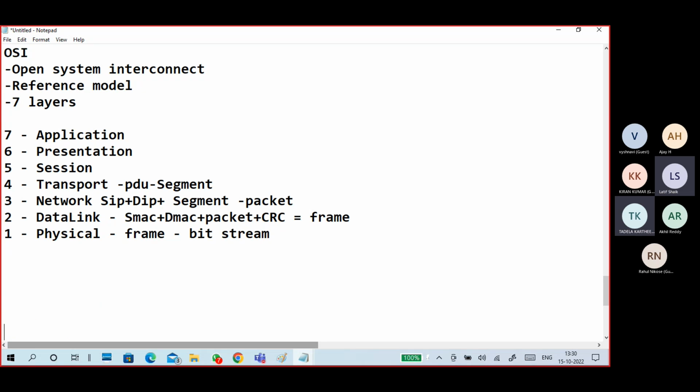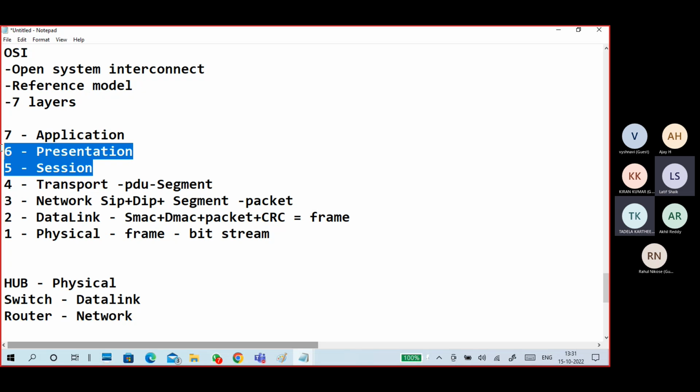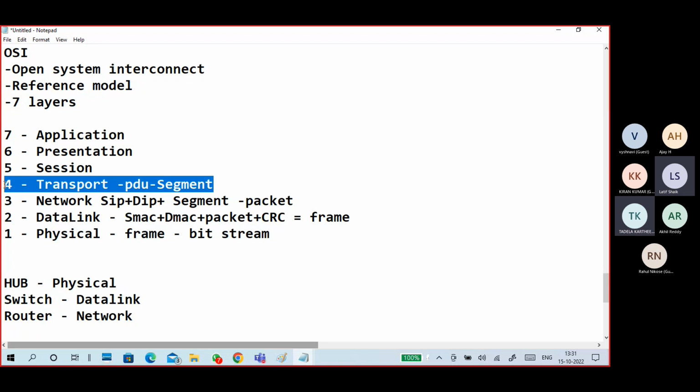Again, the layer-wise devices: hub is a physical layer. Switch is a data link layer. Router is a network layer. That's why the last three layers we call hardware layers, and the first three layers are software layers, out of the OSI layers.